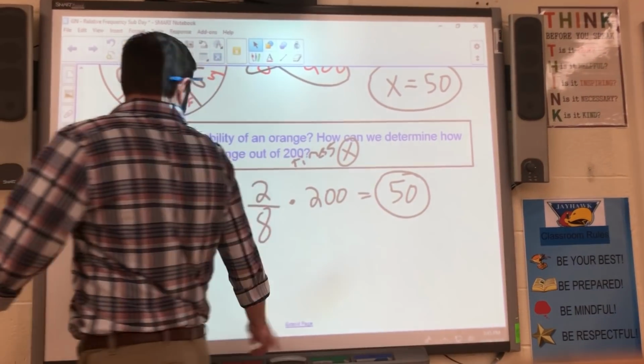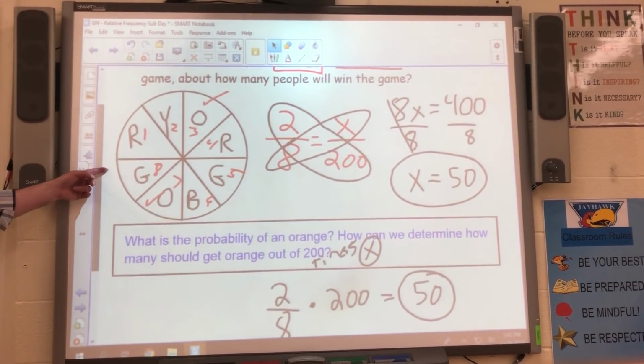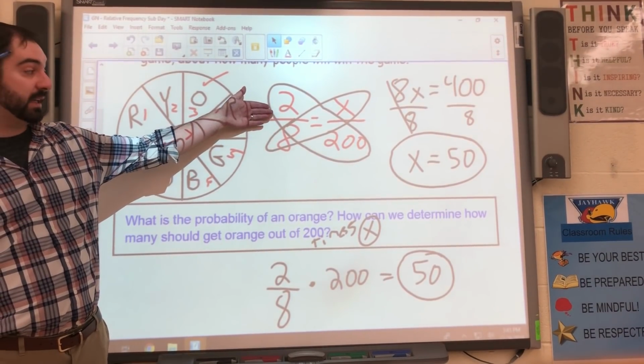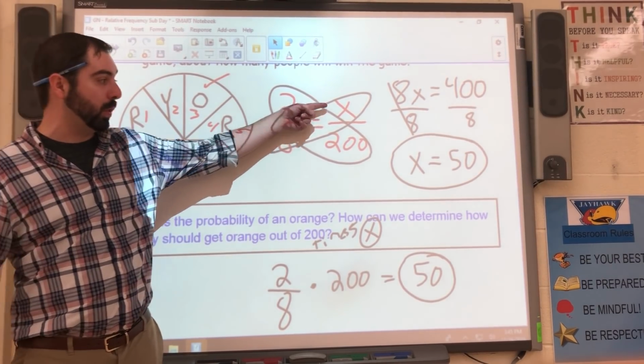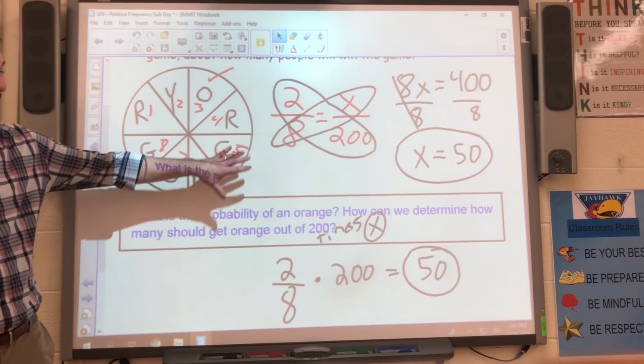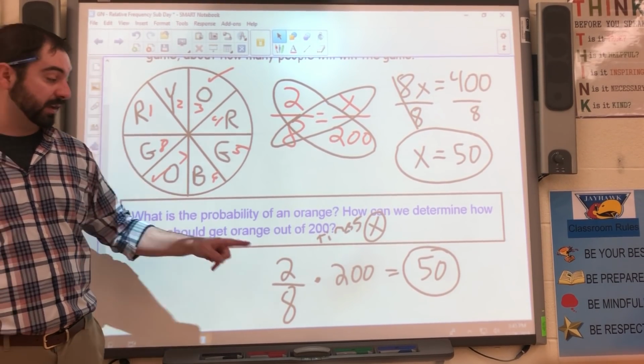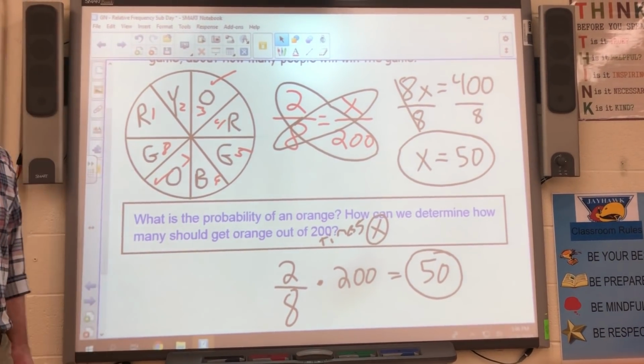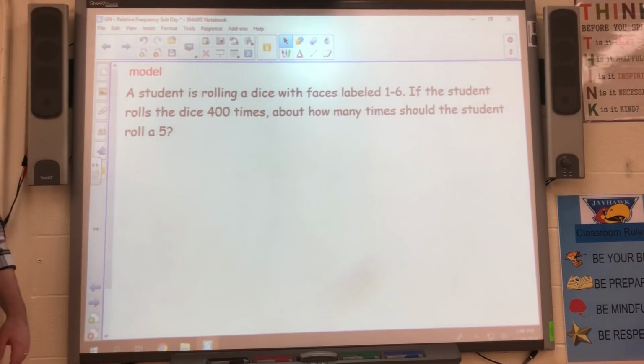Either strategy will work for almost all your classwork and problems today. So again, you can always set up a ratio, what we want over the total, cross multiply and solve, or a shortcut: we find the probability, we think to ourselves, okay, they want the winners, so times 200. Again, go to the next one.